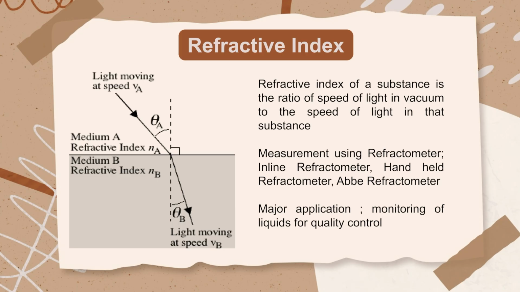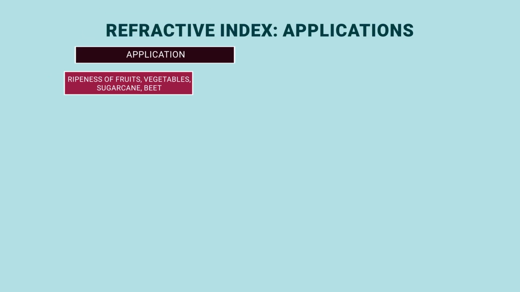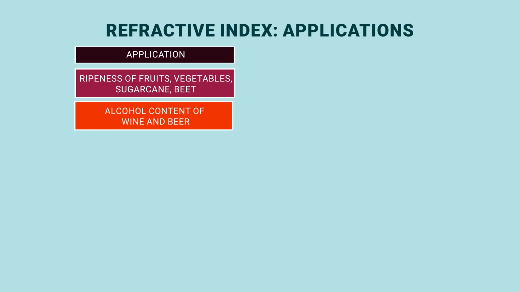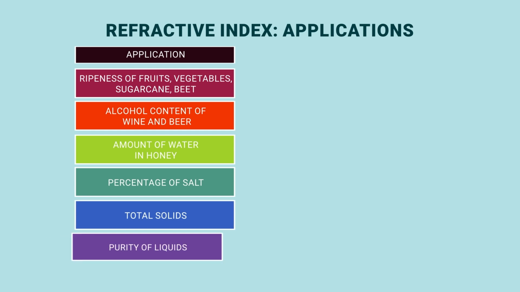I told you even moisture you can do by refractive index. Refractive index applications are plenty. For example, ripeness of fruits, vegetables, sugarcane, beet, you can do it. Alcohol content in wine or beer, you can do it by refractive index. Amount of water present in honey. If somebody has put sugar syrup in honey, then you can detect it by refractive index. Percentage of salt present in materials is possible by refractive index. Total solids present in the product, for example, coffee extract, chocolate, milk, baby food, you can do it by refractive index.